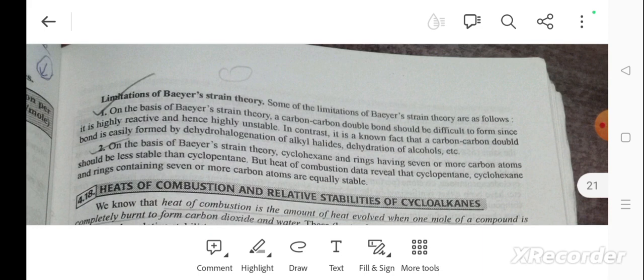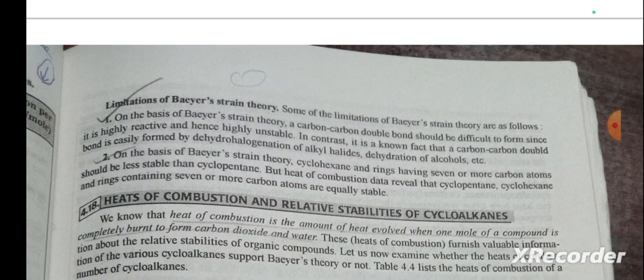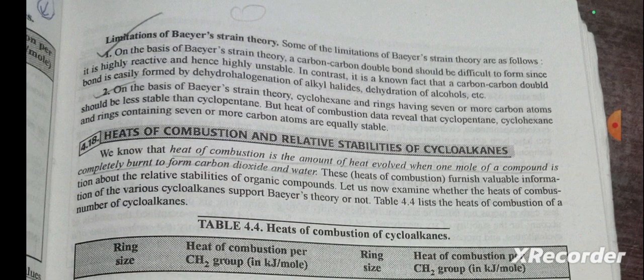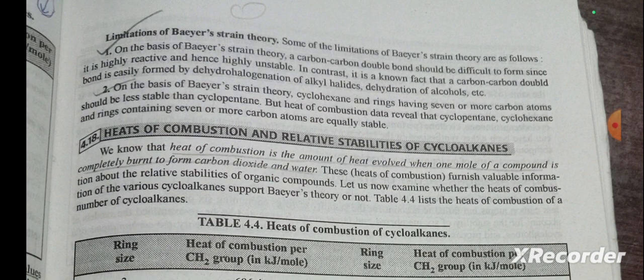Limitations of Baeyer strain theory. Some of the limitations of Baeyer strain theory are as follows. First, on the basis of Baeyer theory, the carbon-carbon double bond should be difficult to form since it is highly reactive and hence highly unstable. In contrast, it is a known fact that a carbon-carbon double bond is easily formed by dehydrohalogenation of alkyl halides and dehydration of alcohols, etc.